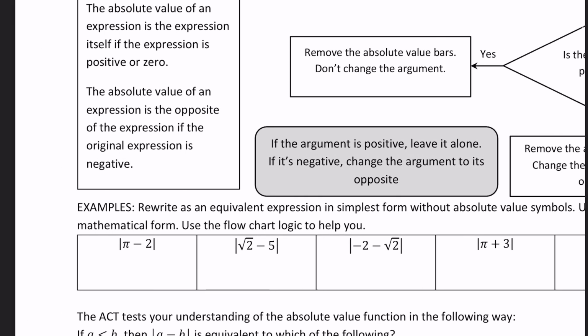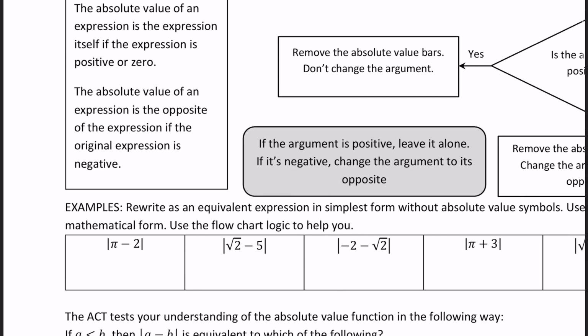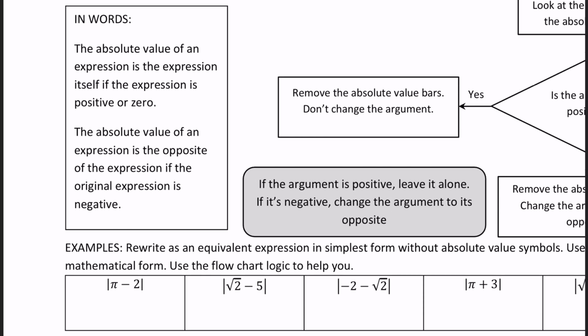So here's the way it works. Pi is about a 3. 3 subtract 2 has got to be positive. So if the absolute value of an expression is the expression itself if the expression is positive, is this a positive expression down here? Is pi minus 2 positive? Yeah. Well, then its absolute value is the same thing as the original.